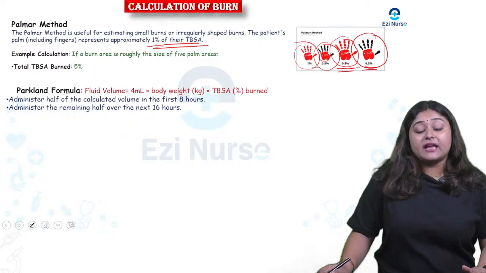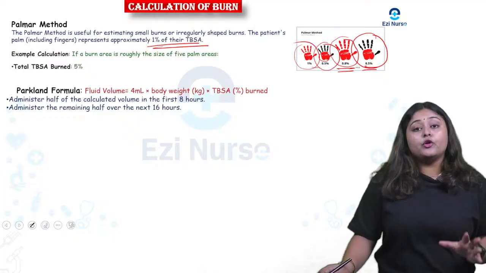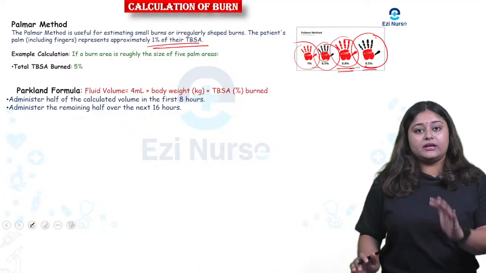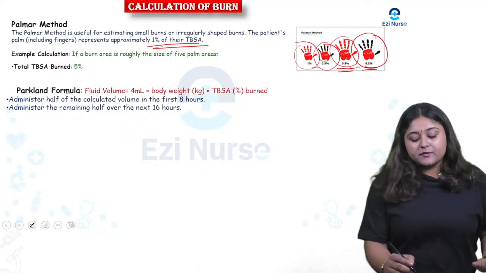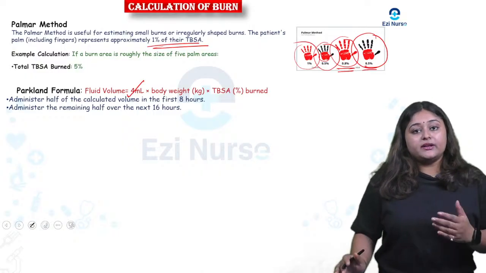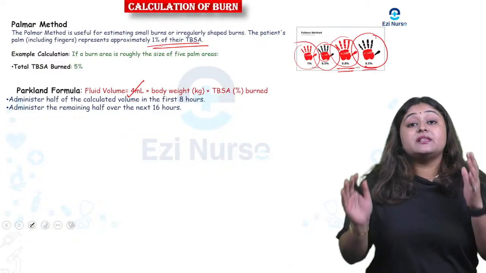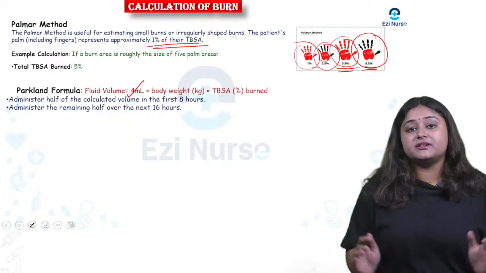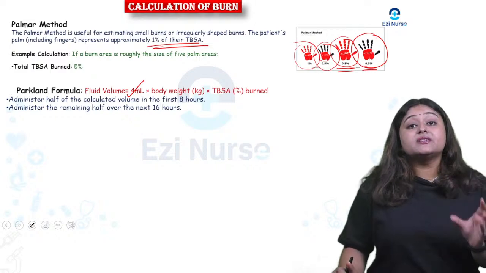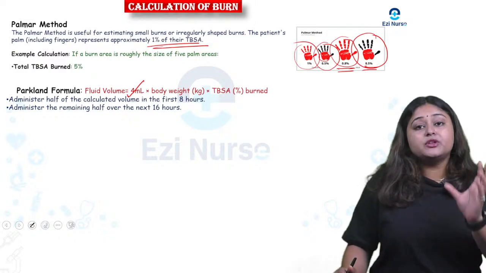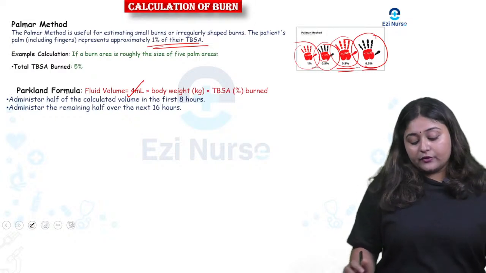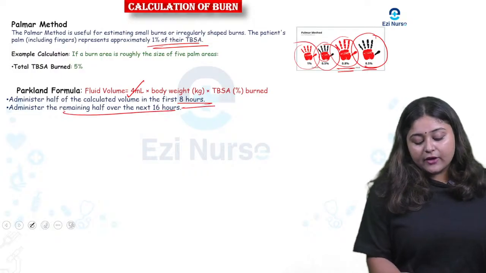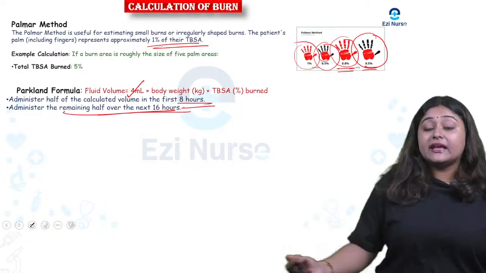Now come to the fluid calculation. So that is the Parkland formula. For this we first have to know the equation to calculate the fluid volume. In this, first is 4 ml times the body weight in kg times TBSA percentage, the total body surface area, how much percentage is burned. Okay, so first we have to administer half of that calculated volume in the first 8 hours, and then we have to administer the remaining within the next 16 hours.